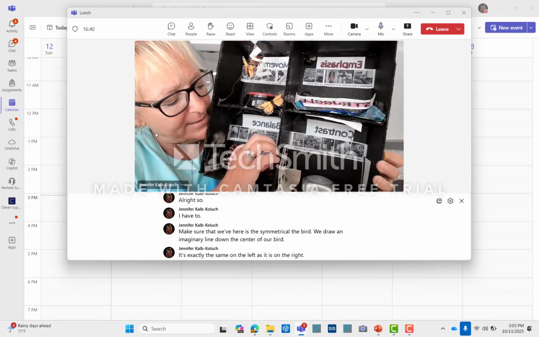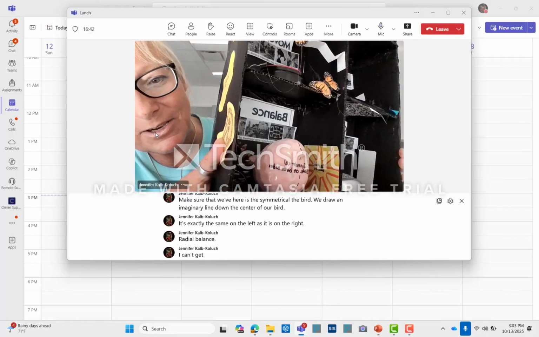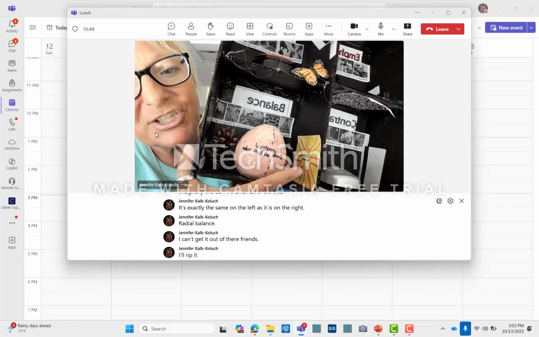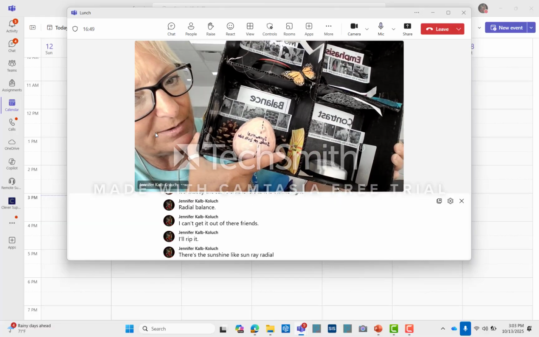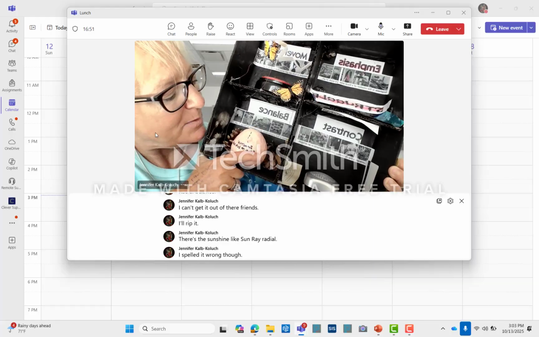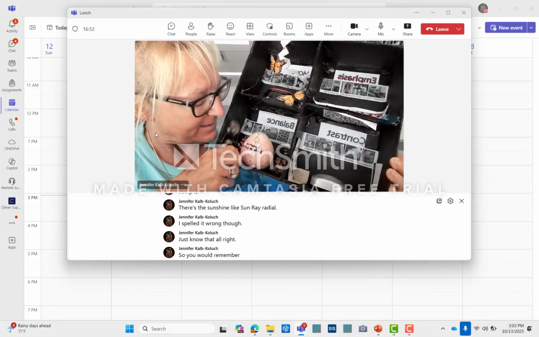Radial balance. I can't get it out of there, friends. I'll rip it. There's the sunshine, like sun rays, radial. I spelled it wrong, though. Just know that. All right, so you would remember sun rays.